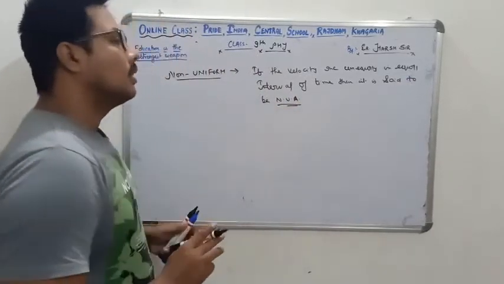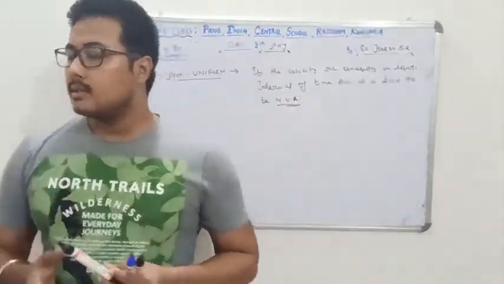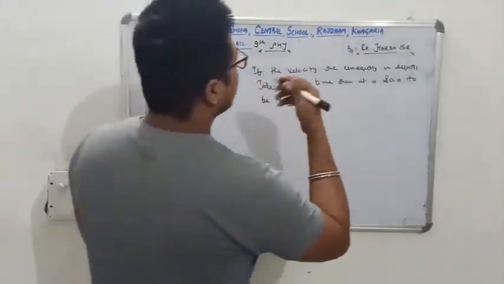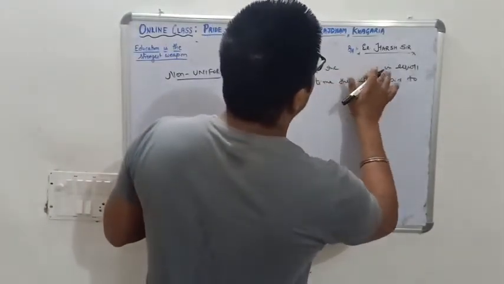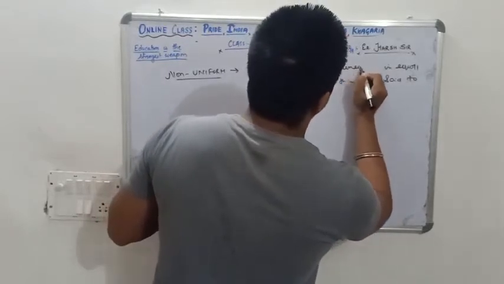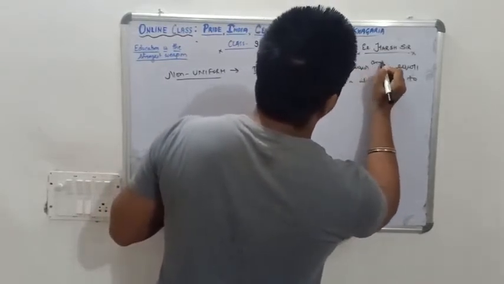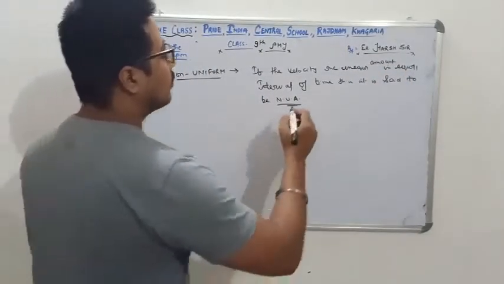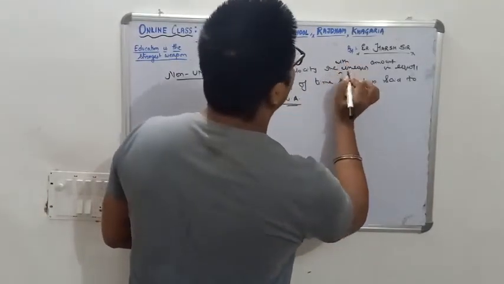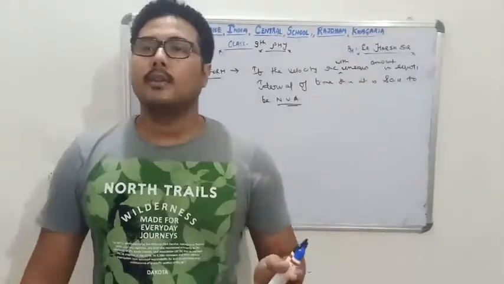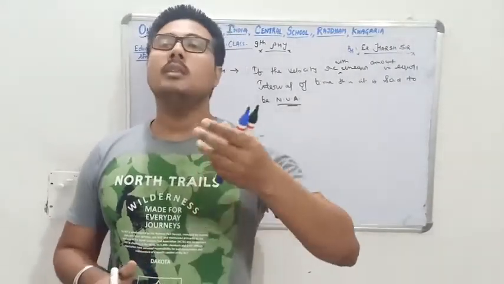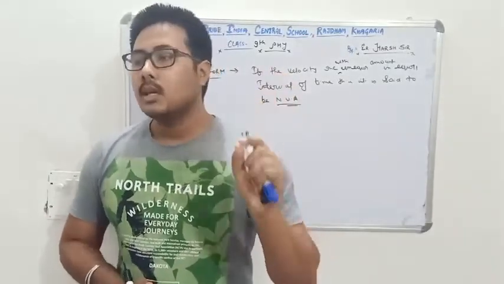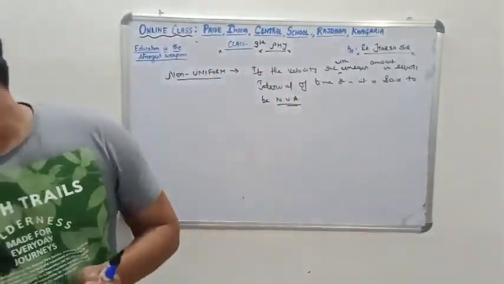NUA is non-uniform acceleration. What is it? If there is an increase in the velocity, and if the velocity increases with unequal amounts in equal interval of time, अगर वेलोसिटी अनइक्वल अमाउंट में बढ़ती है इक्वल इंटरवल ऑफ टाइम में, इसको हम क्या बोलते हैं? इसको हम बोलते हैं नॉन यूनिफॉर्म एक्सीलरेशन.